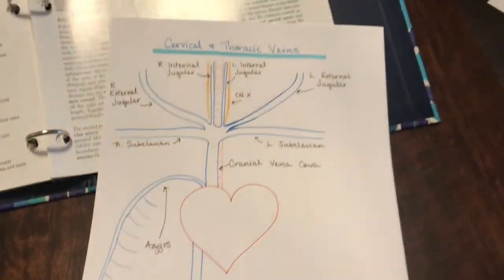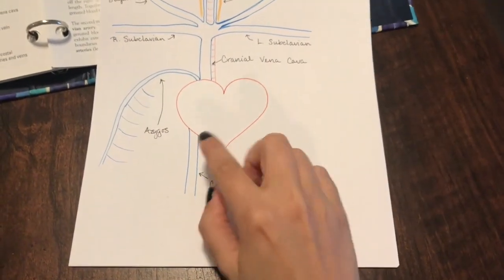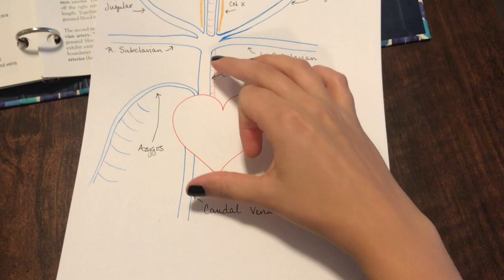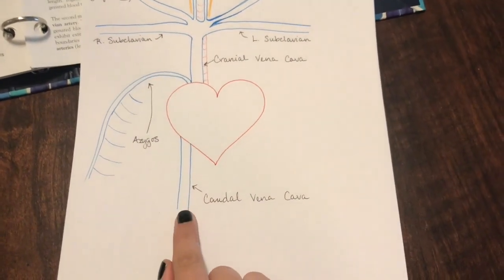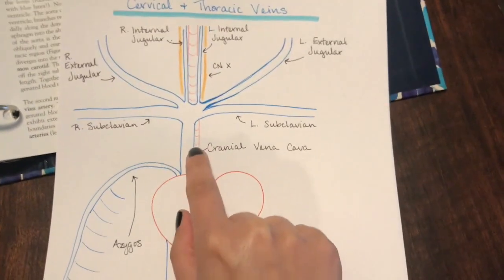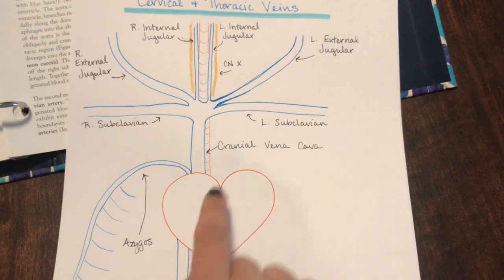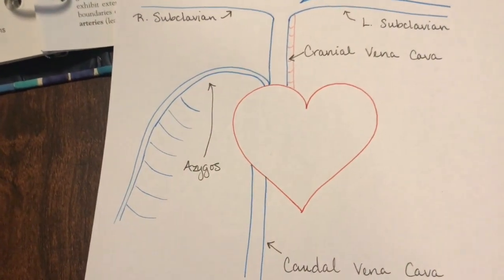Okay, so back to this drawing. To start off, I depict my heart, and then I draw the two major vessels that are going to be running into that right atrium. So coming from this inferior position, I have the caudal vena cava, and then coming from the top, I have my cranial vena cava. The next vessel that I draw is the azygos vein right here.